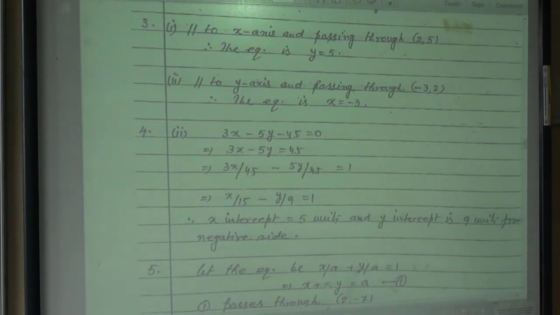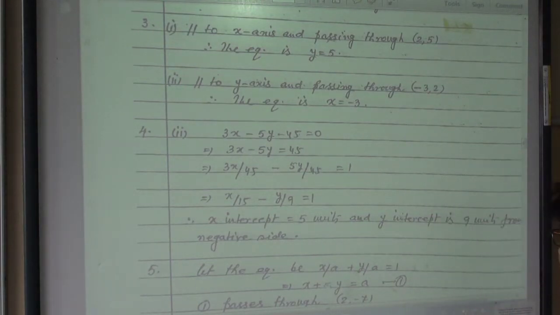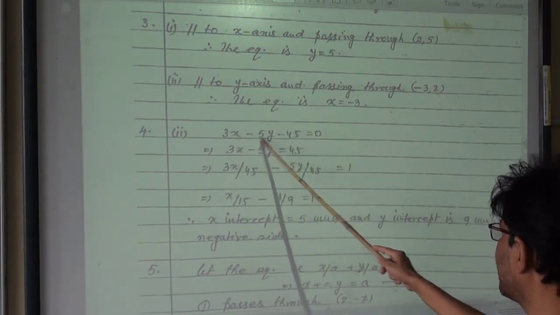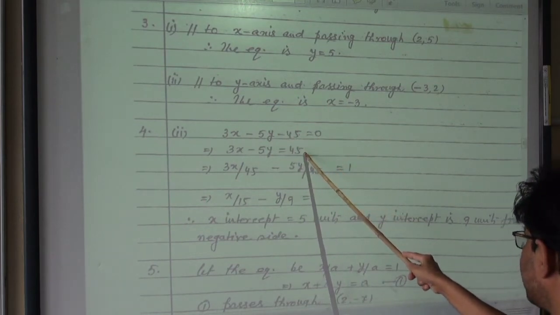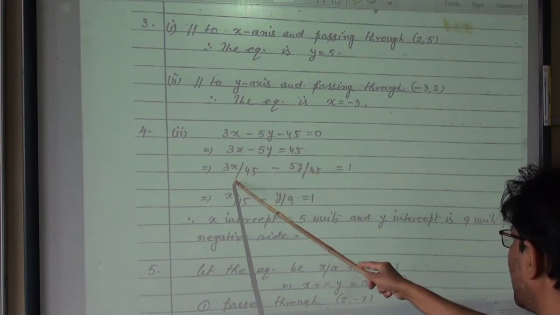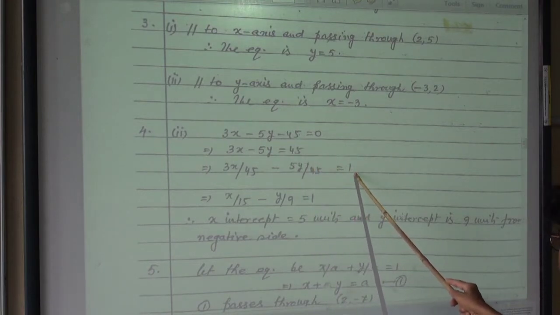This question, you have to find out the intercepts made by this line from the axis. So first of all, I am taking 45 to the right side. Now I am dividing everything by 45. First term divided by 45, second term divided by 45, and 45 divided by 45 is 1.